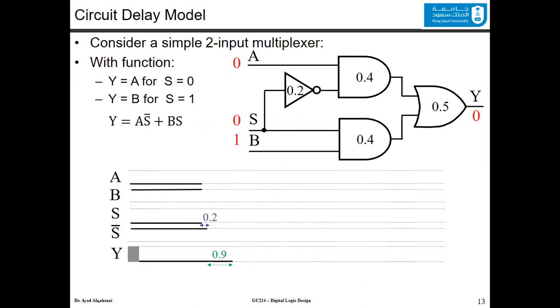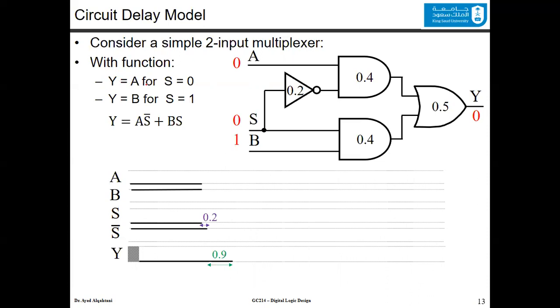Now, consider this circuit. This circuit is a simple two-input multiplexer where there is a selector line. If the selector is 0, you will choose the value of A to pass through the circuit to the output. If S is equal to 1, you will choose B and pass it to the output. And this is represented, as you can see, with this function.